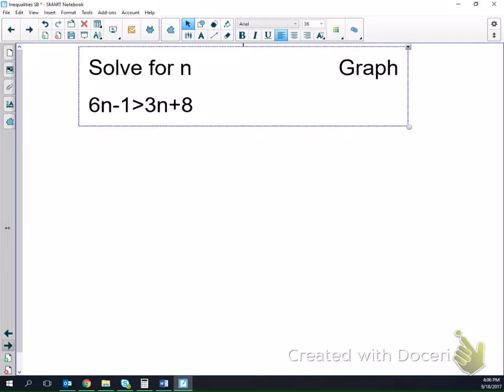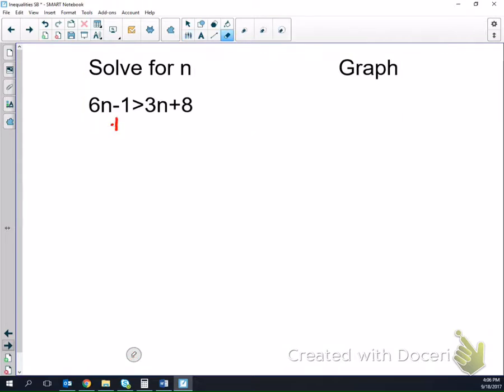All right, now we've got the variable on both sides. So I'm going to go ahead and start solving this one. First, I want to get the variable on only one side. I don't like that it's on both sides. So let's get rid of 3n over here.